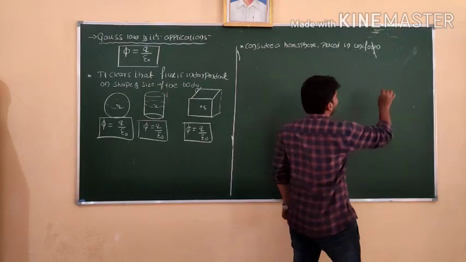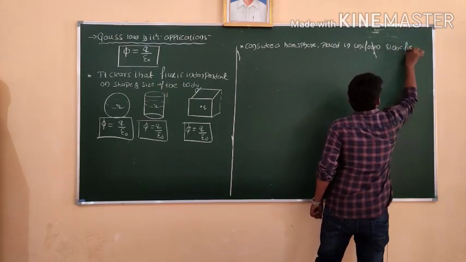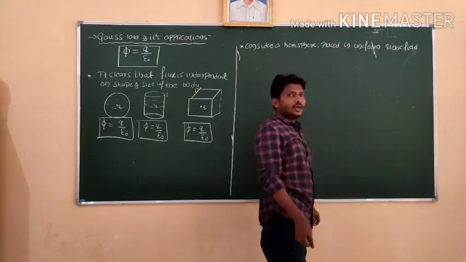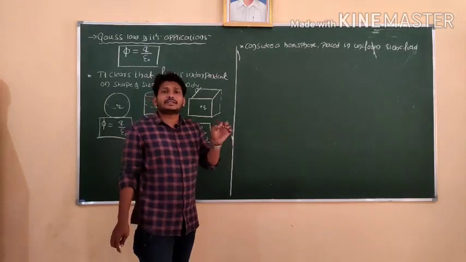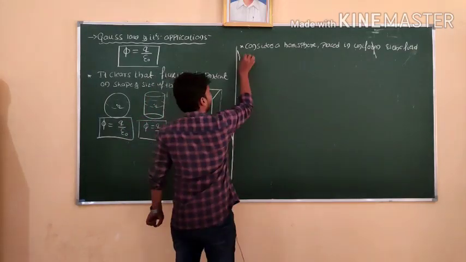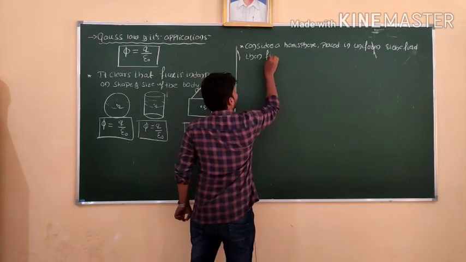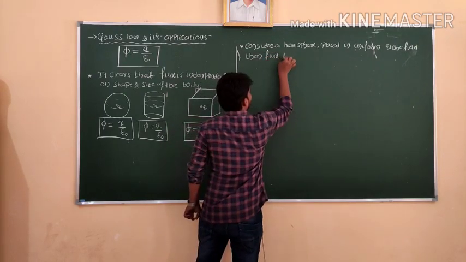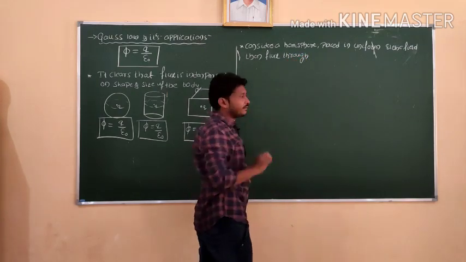Placed in a uniform electric field. So that hemisphere I will place in a uniform electric field. Then let me find out the flux through a curved surface.